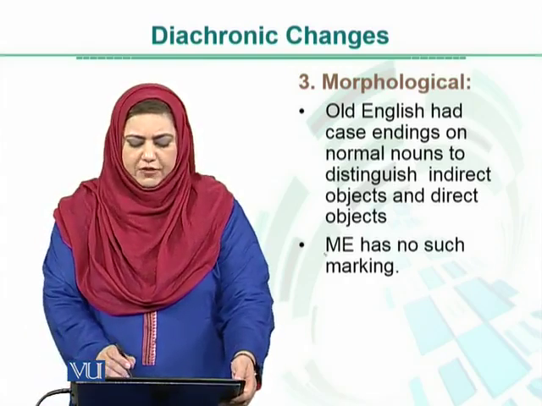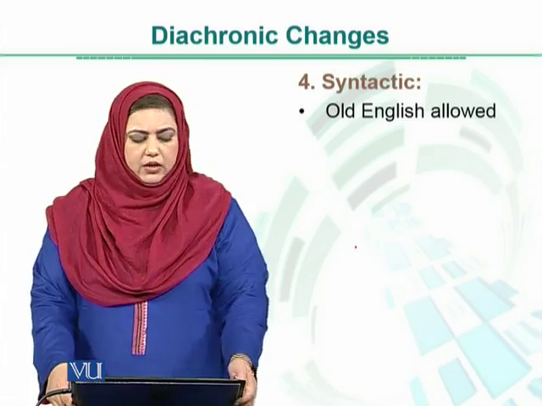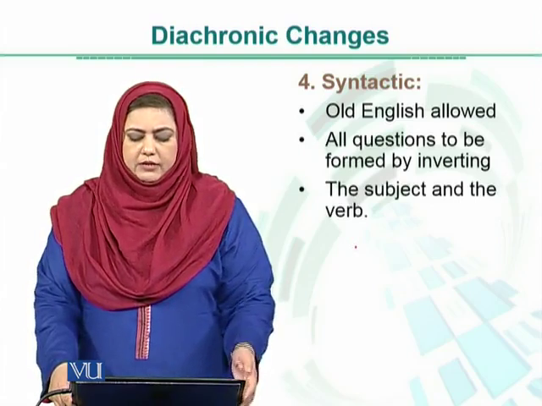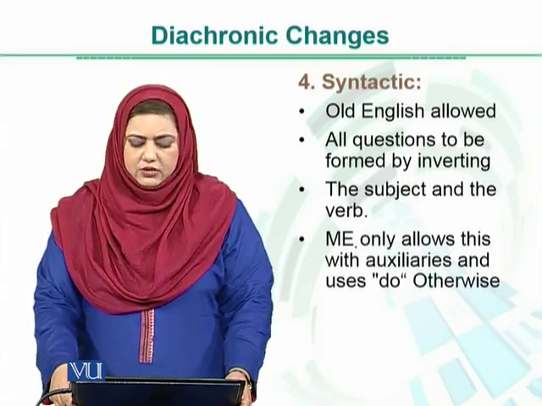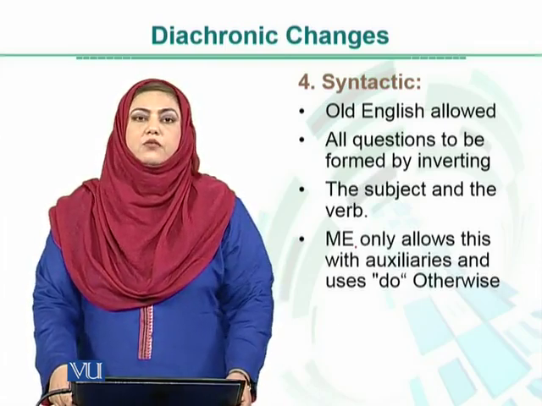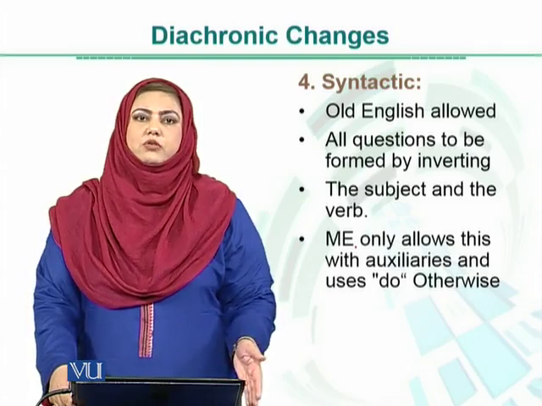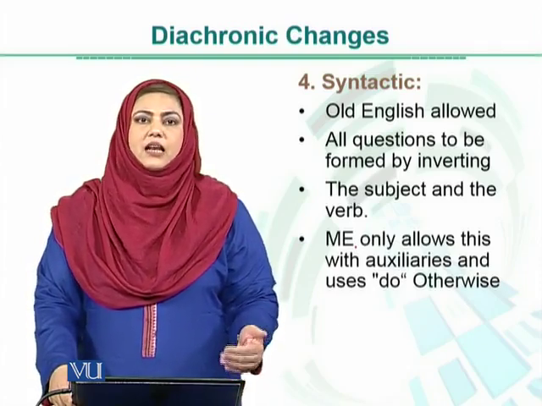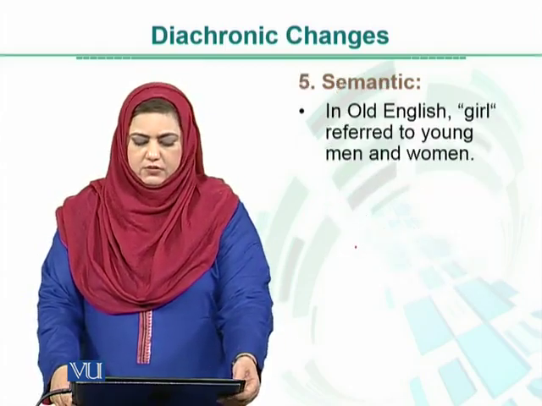By the way, this use of ME is for modern English. If we move on to syntactic changes, Old English allowed all questions to be formed by inverting the subject and the verb. Whereas modern English only allows this with auxiliaries and uses do otherwise. So, for example, she is beautiful. The question can be made, is she beautiful? Otherwise, modern English doesn't allow this inversion, and the use of do or does has to be introduced.